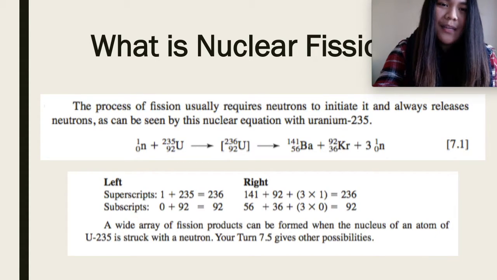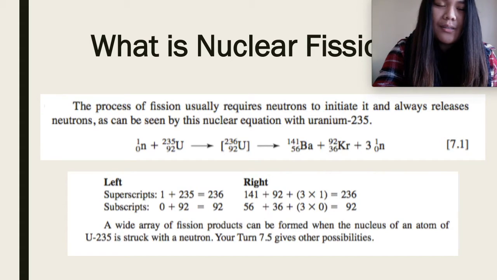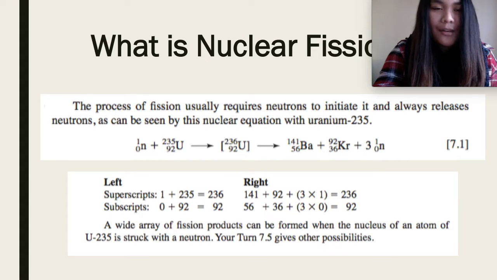First, let's begin with nuclear fission. Nuclear fission is the splitting of uranium into smaller atoms using neutrons to initiate the process. In this equation, as shown in the slide, you can see a neutron hitting uranium-235 and becoming uranium-236. This uranium-236 only exists for a split moment before splitting into barium and krypton, two smaller atoms.